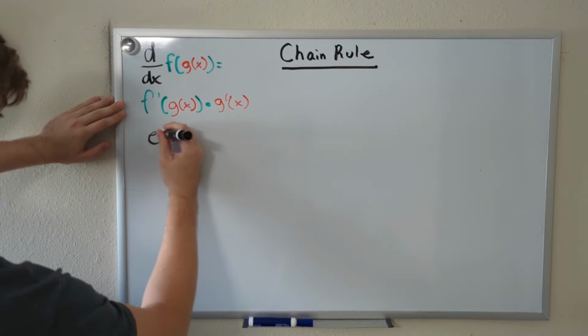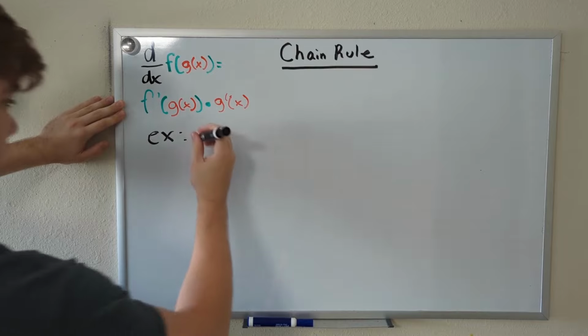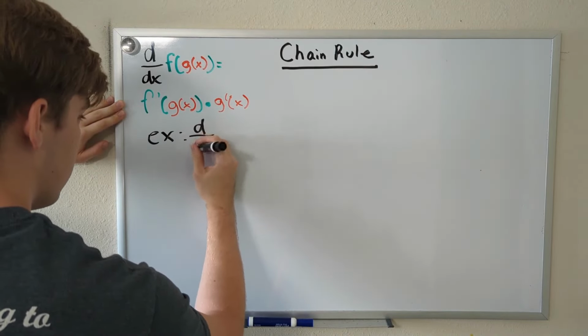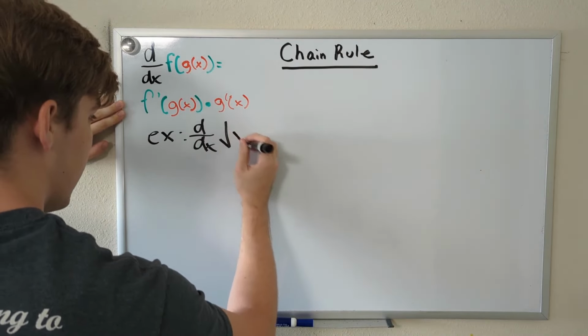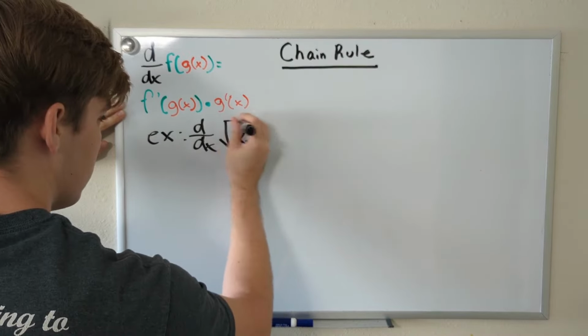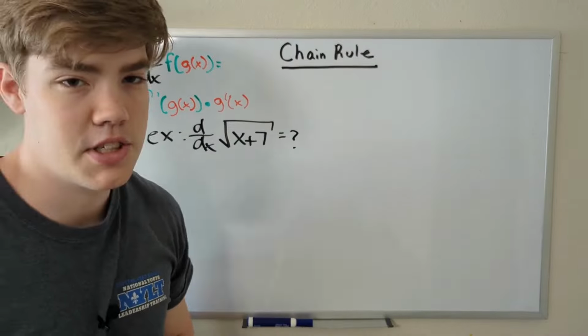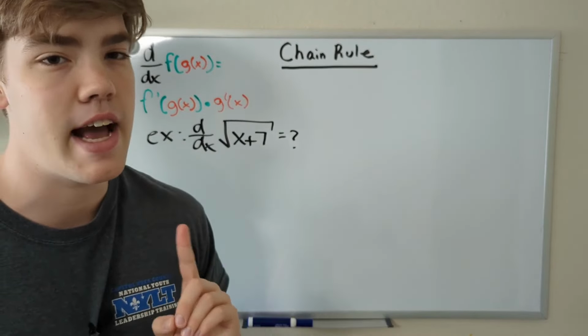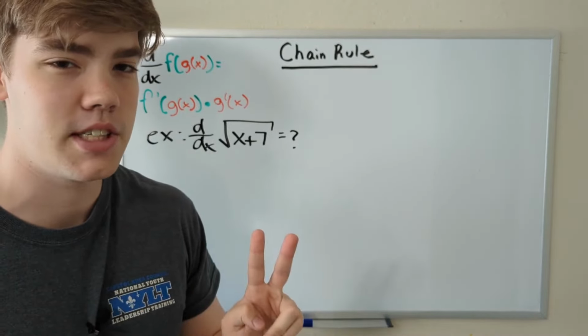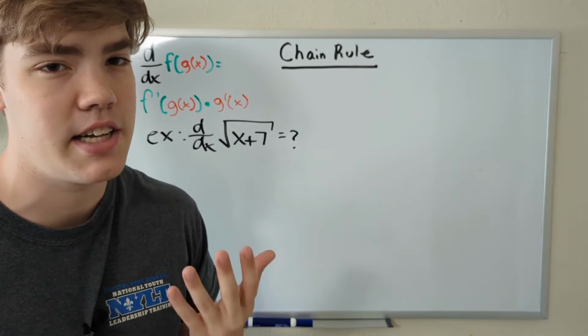Example number 1 will be the one that I showed here just a minute ago. We want to find the derivative of the square root of x plus 7. What is this derivative equal to? Well, let's establish 2 things. 1, we need to establish what the outer function is, and 2, we need to establish what the inner function is. And we talked about that just a minute ago.